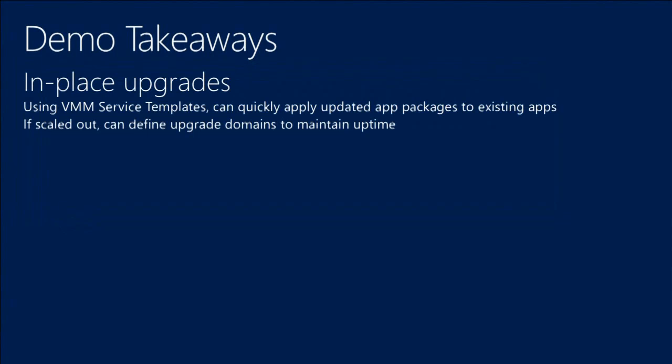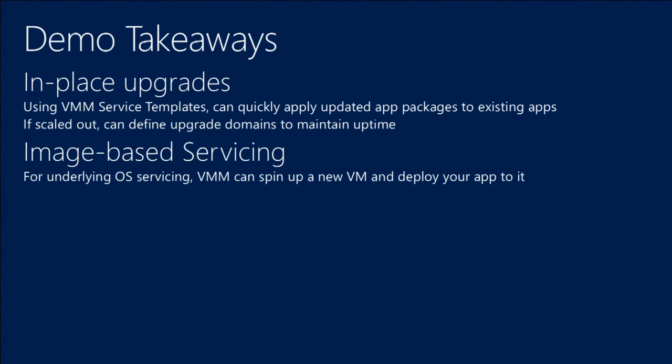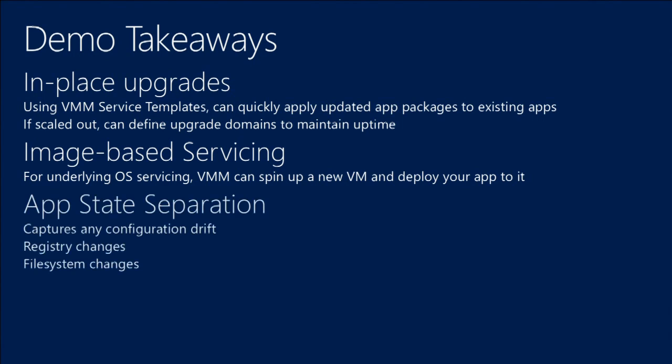And so the takeaways from this particular demo are that you can do in-place upgrades with the service running and not deploying a new operating system, or you can do image-based servicing if what you want to do is move the machine and its state onto a fully patched operating system disk. And the app state separation is what allows that to happen.